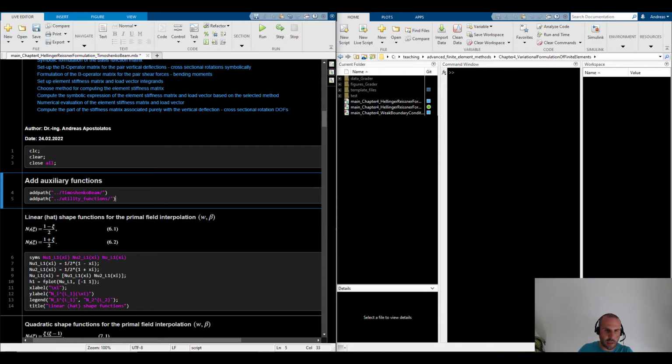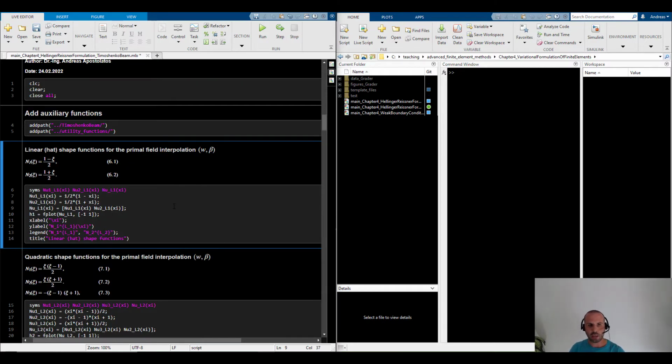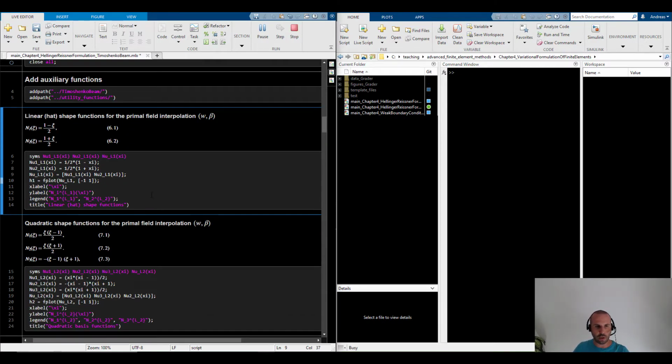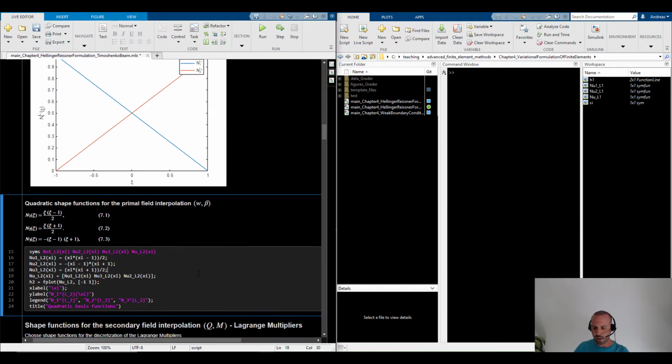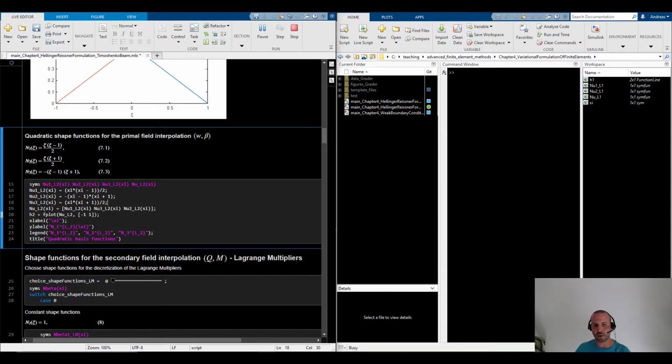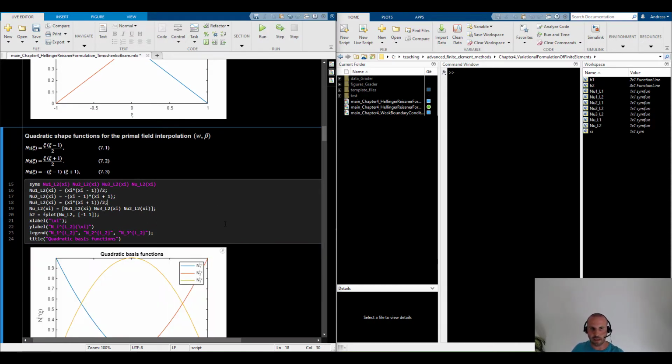Firstly, we would like to see how the basis functions are defined. We have, of course, the linear shape functions, and we can also visualize them and see what they are. You've seen that already in the first chapter, and the quadratic ones. These are the functions we are going to use, along with some constant ones, but I don't have to plot the constant ones, you can imagine. For the constant discretization, we have only one shape function per element, and this is equal to 1.